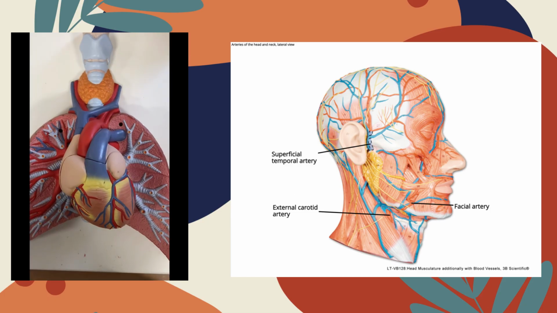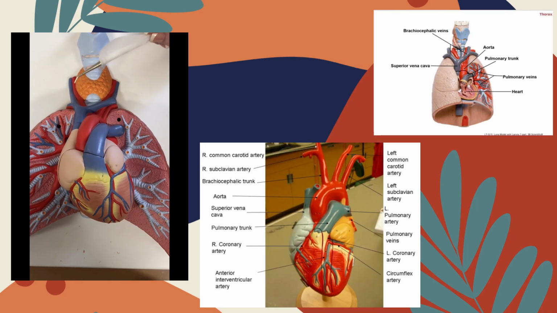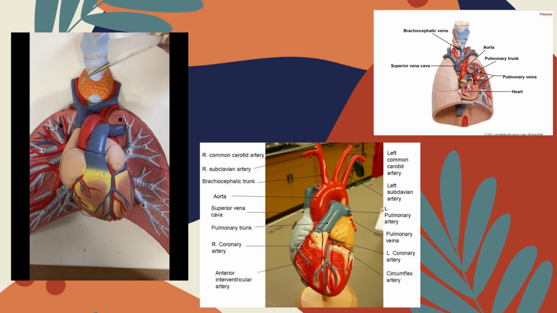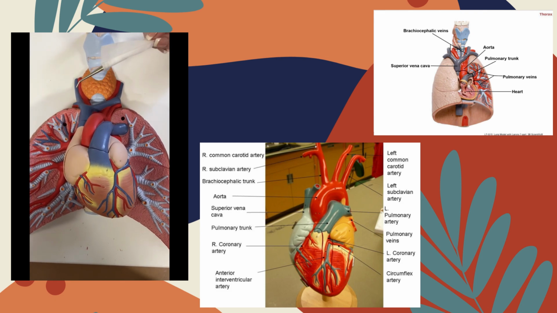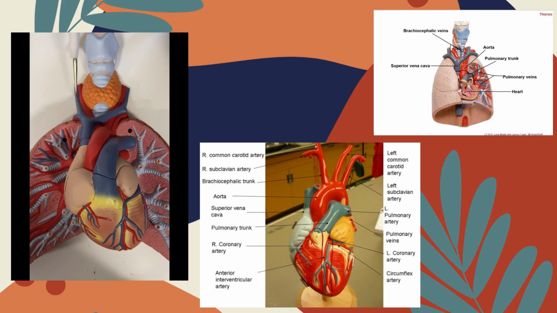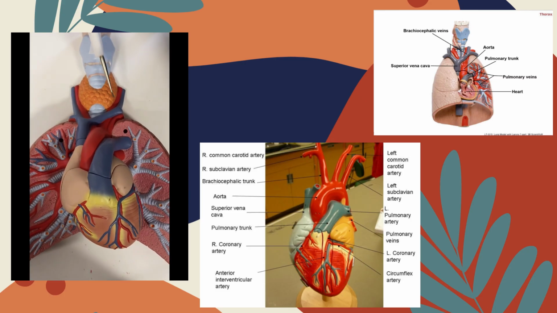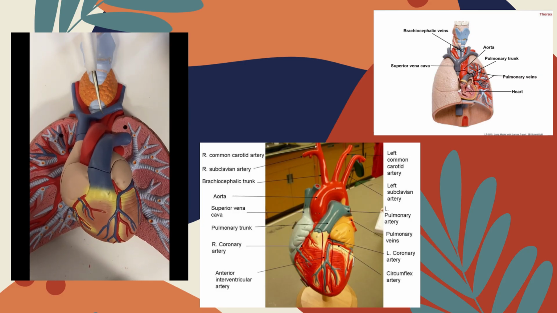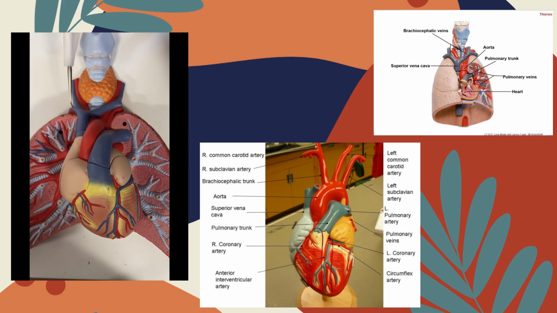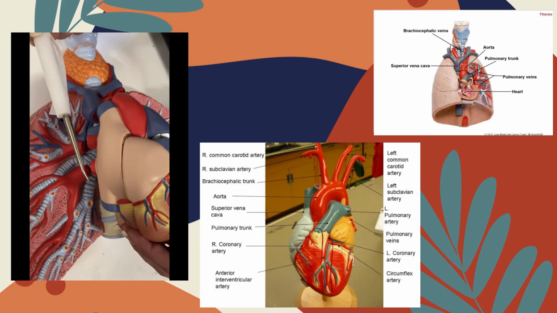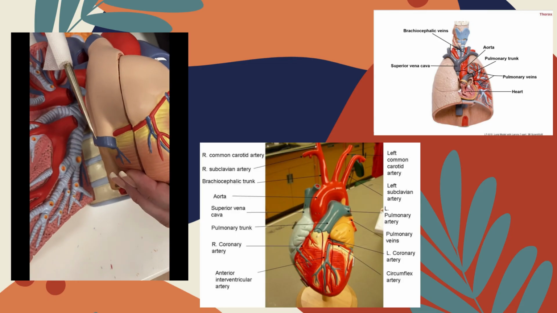on the model. Moving downward, we have the right common carotid artery and the left common carotid artery. We also have the right subclavian artery, the left subclavian artery, and the brachiocephalic trunk, which branches off from the aorta. Alongside the common carotid arteries, we have the right and left internal and external jugular veins, the right brachiocephalic vein, and the left brachiocephalic vein, as well as the superior vena cava and the inferior vena cava that bring deoxygenated blood into the heart.